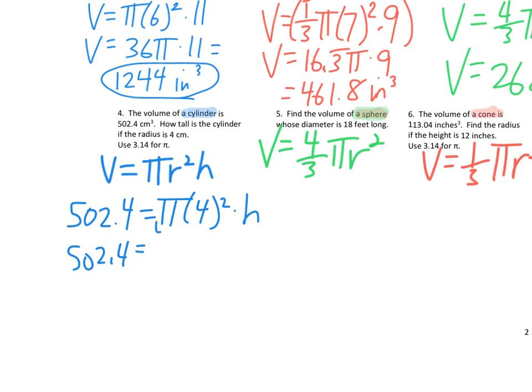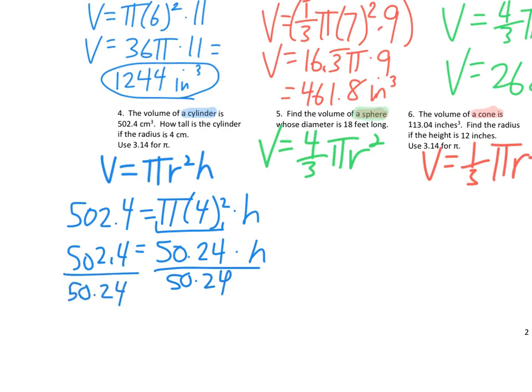So 502.4 equals, and if I put pi times 4 squared in my calculator, I get 50.24 times h. Now, I know there's decimals here, but just think of this as a one-step equation. If I want to solve for h, I need to get rid of the 50.24. It's being multiplied right now, so I need to divide both sides by 50.24. And when I do that, I just have h left, and this is going to be 10. So the height of that cylinder is 10 centimeters.